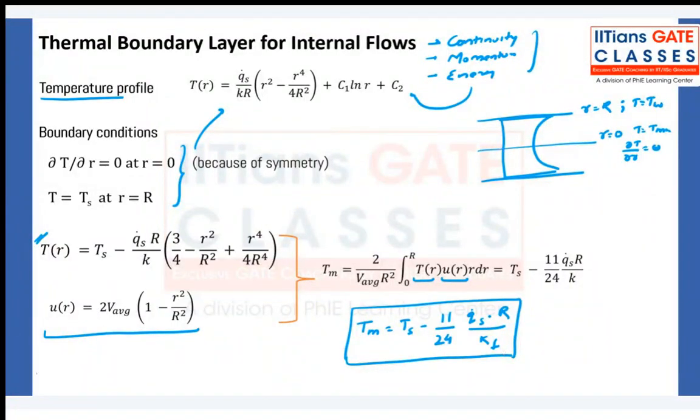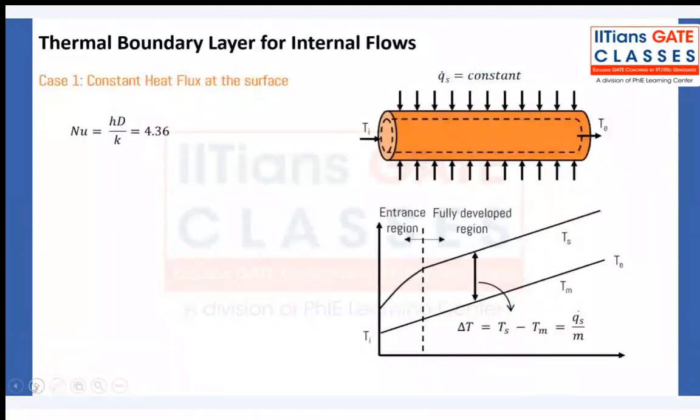Now there are two cases here. Constant heat flux at the surface. That means you are providing Q dot S, constant heat flux. Okay, Q dot S constant. This is basically watt per meter square. You are providing constant heat flux at the surface. This will remain constant.